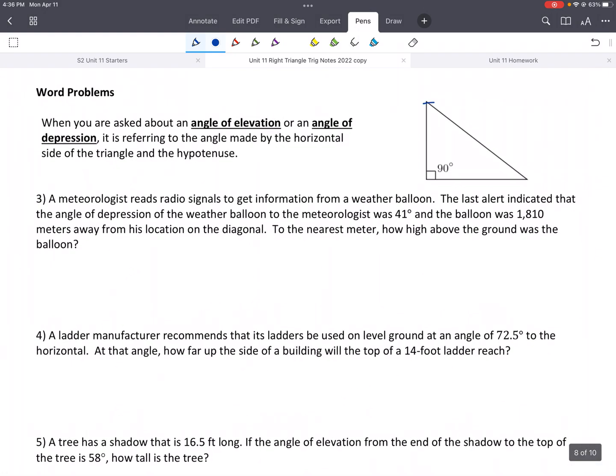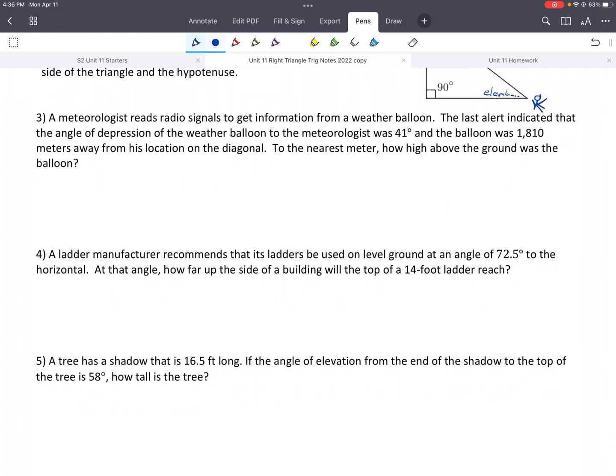All right, word problems, same sort of thing. Again, angle of depression, if this was me and this was you, angle of depression is based off of the point of view. This would be depression. This would be elevation. And they are the same. It's just the point of view. All right, so let's do a couple examples of these.